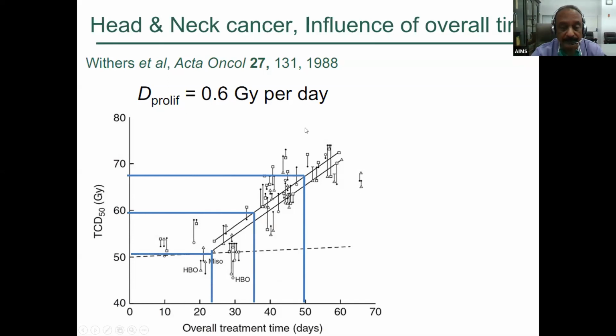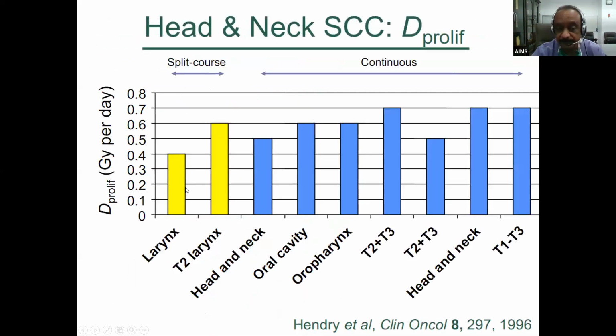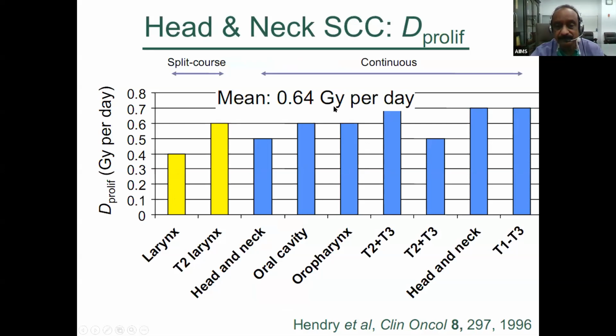And how much did we calculate from the linear quadratic model, if you remember? 0.46, so very close. So again, we can say that what we predicted from the linear quadratic model is also validated in our clinical setting. In fact, for head and neck cancer, for various subsites, we have calculated the dose for repopulation from clinical data. It varies slightly from one subsite to another, and we take a mean of 0.64 gray per day. So this is from clinical data.